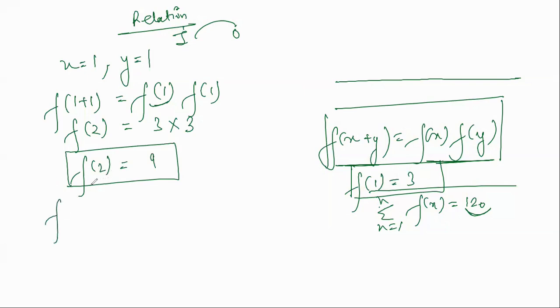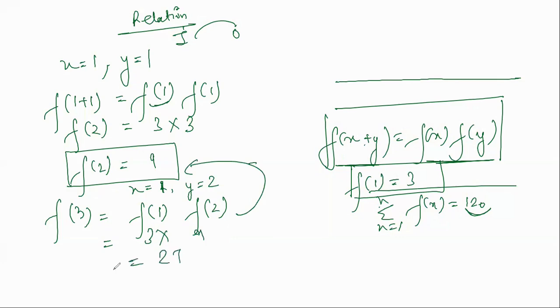Now let's say we put x as 1 and y as 2. So 1 + 2 becomes 3, and that equals f(1) f(2). Now f(1) is 3, and f(2) is what you just found, which is 9. So f(3) is 27. Okay, now let's move towards the next part.